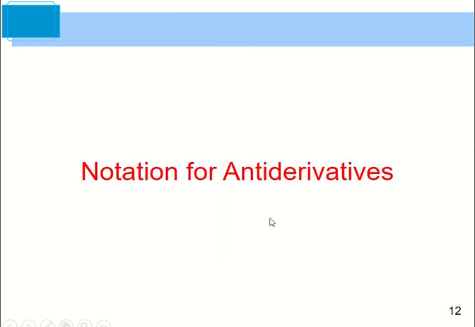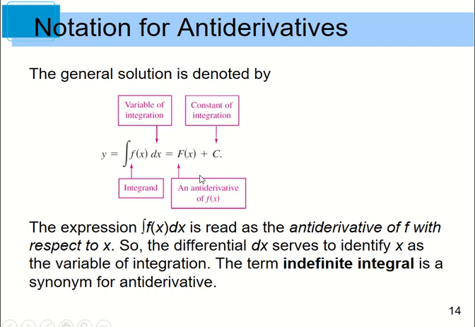Next, we are going to discuss the notation for the antiderivative. Notation means the symbols we use. In maths we have a lot of symbols, and the symbols we use for the antiderivative are called the notation. When we integrate, we use this symbol. This is the symbol for integration.